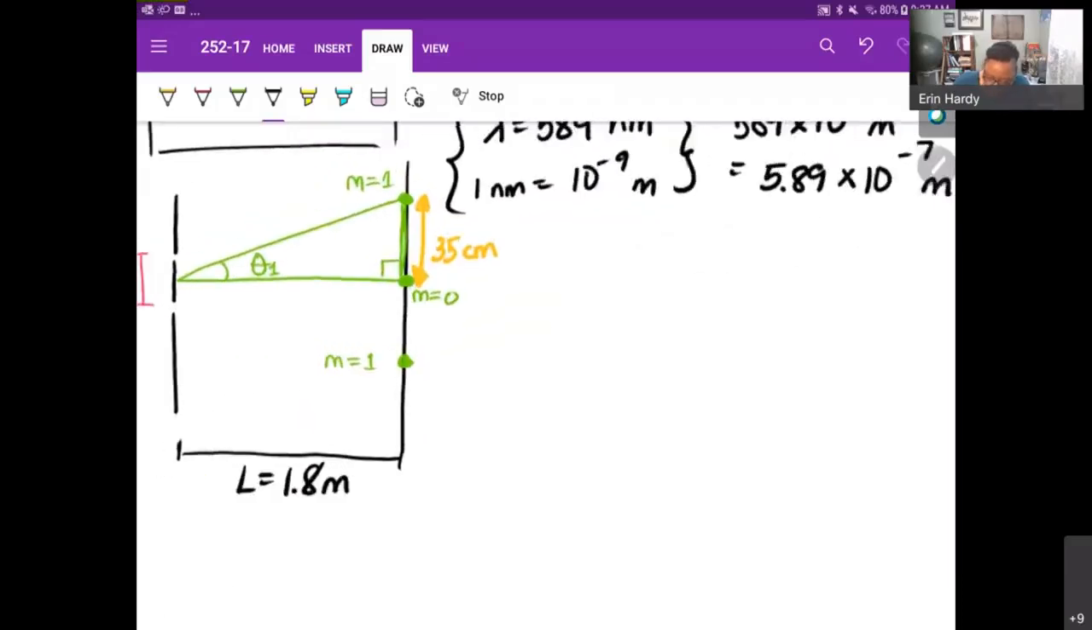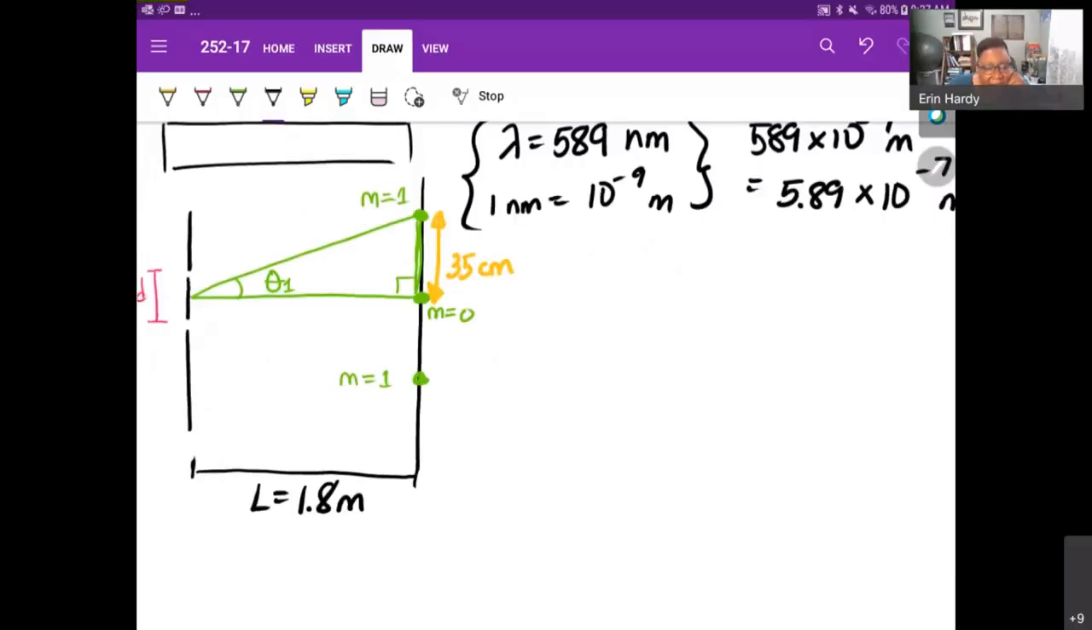Okay, so we know the horizontal leg of this right triangle. We were told the vertical leg. We can use that to figure out what theta 1 is. And we're going to be working in radians for this chapter, so don't forget to switch your calculator over. So the tangent of this angle, theta 1, is going to be opposite over adjacent. So the 35 centimeters, I'm going to convert that to meters, over 1.8 meters.